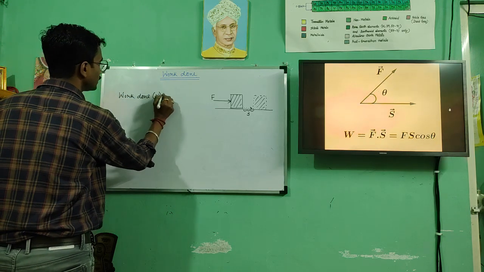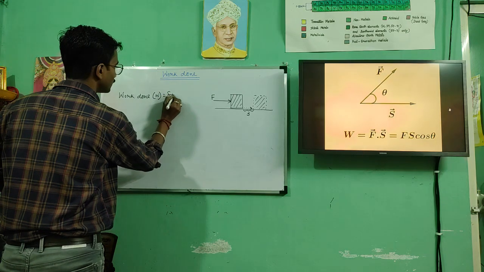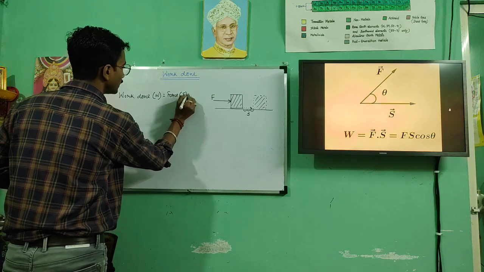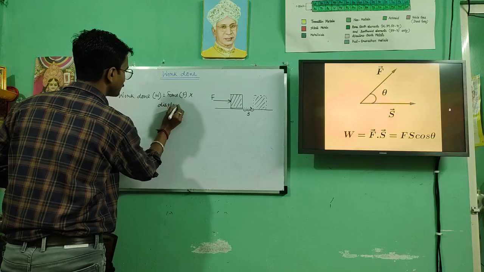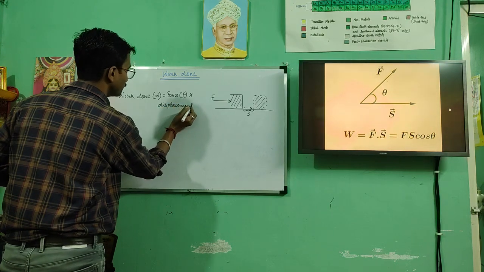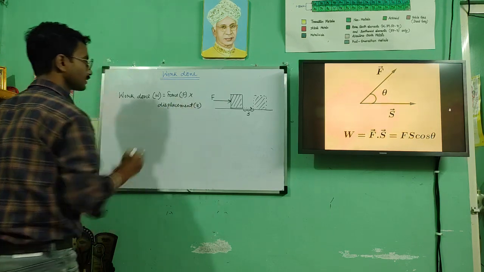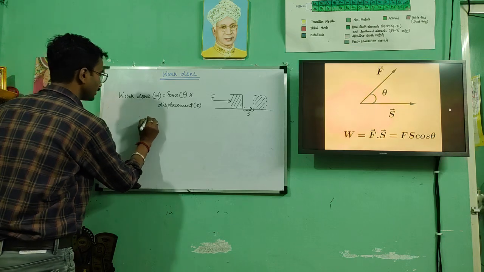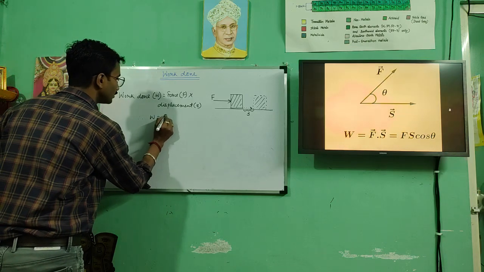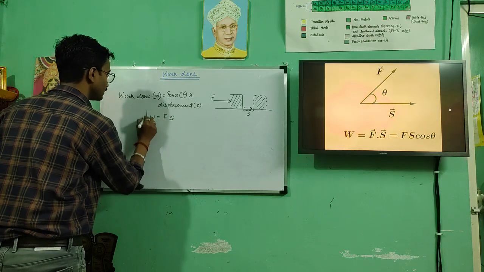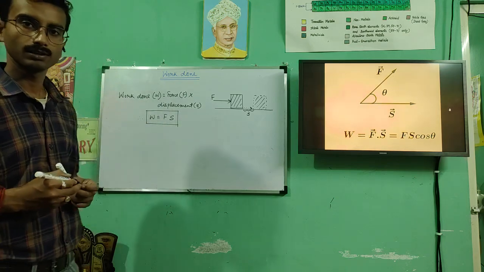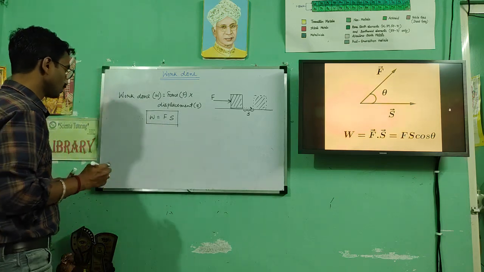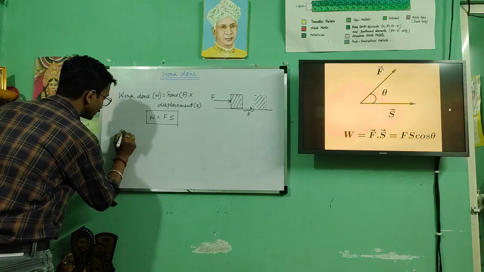So work done W equals to force F into displacement S. That means W equals F S. This is the formula of work done. Clear? Now, what will be the SI unit?